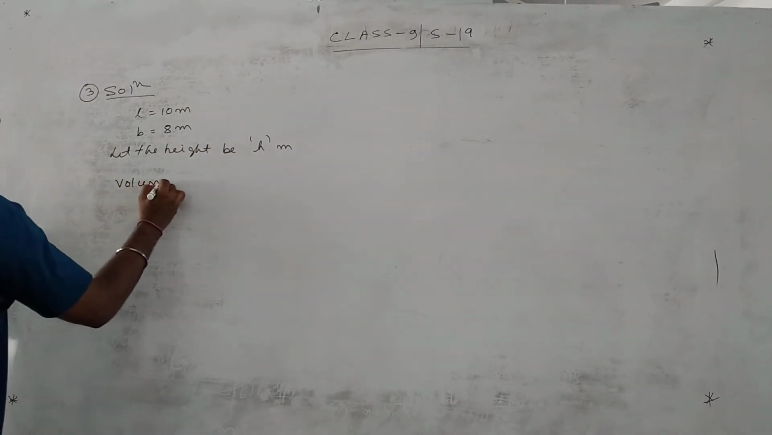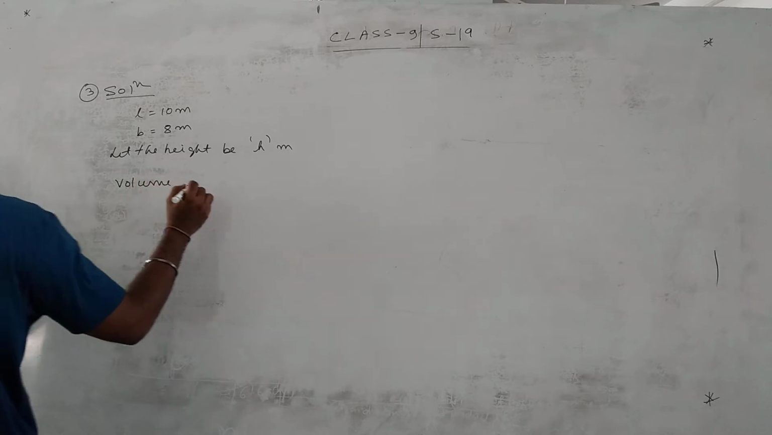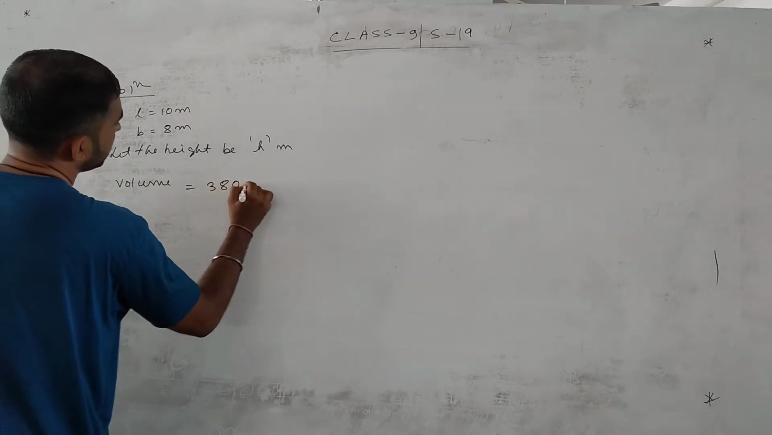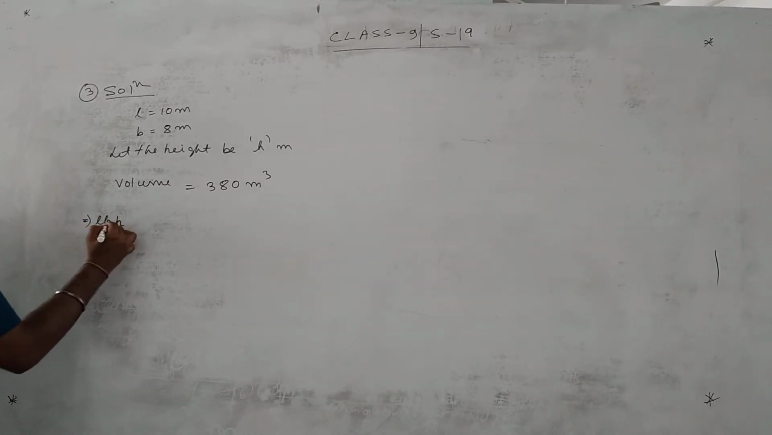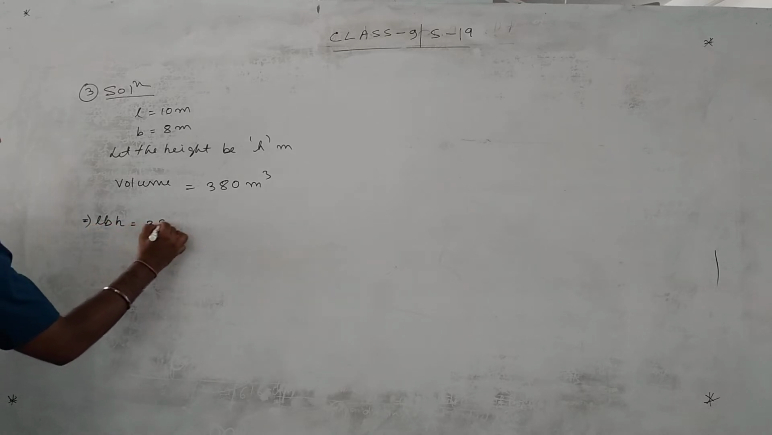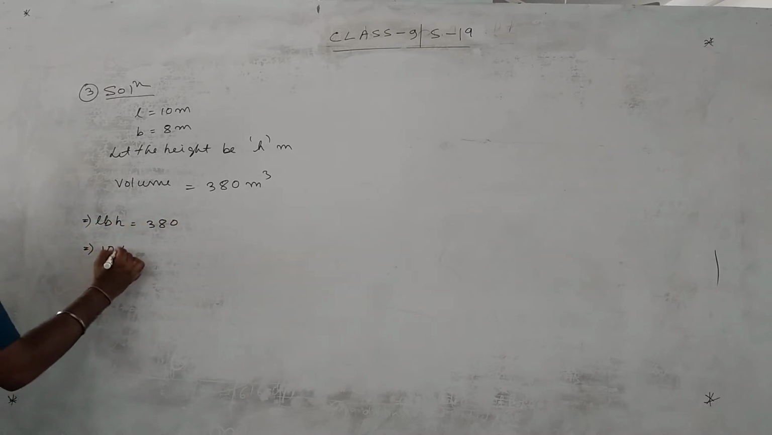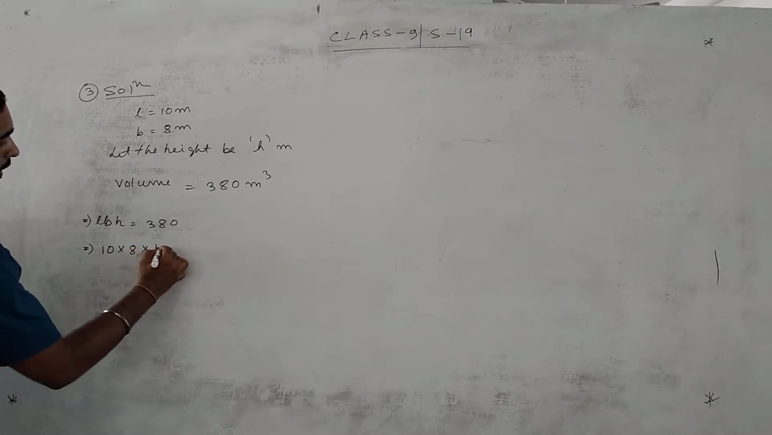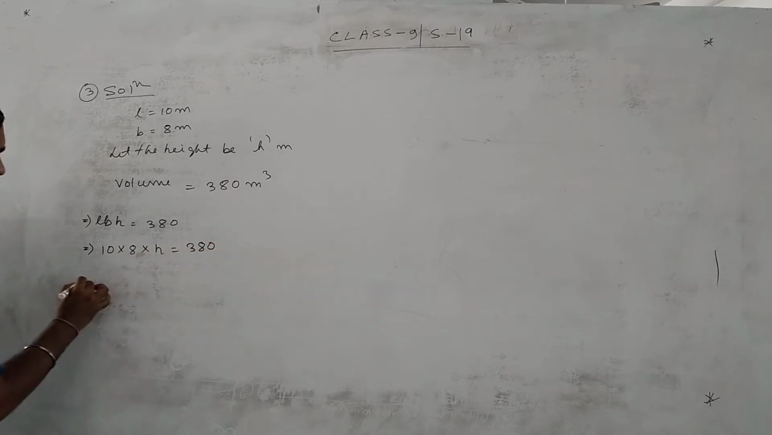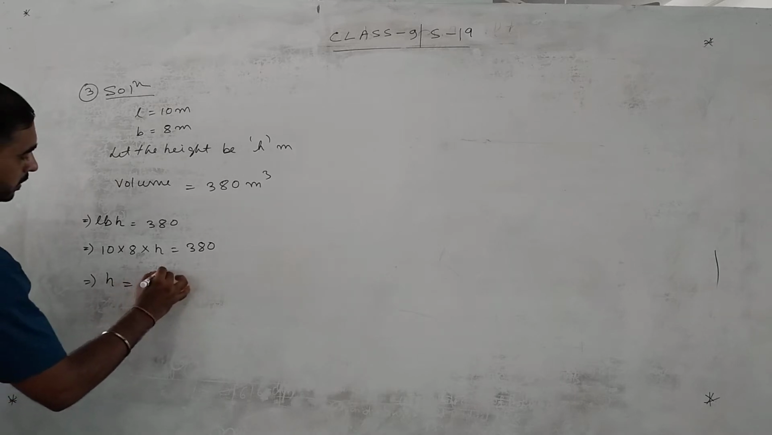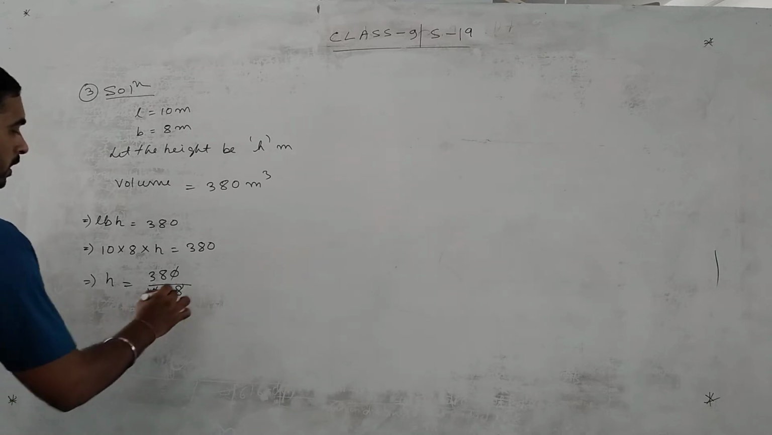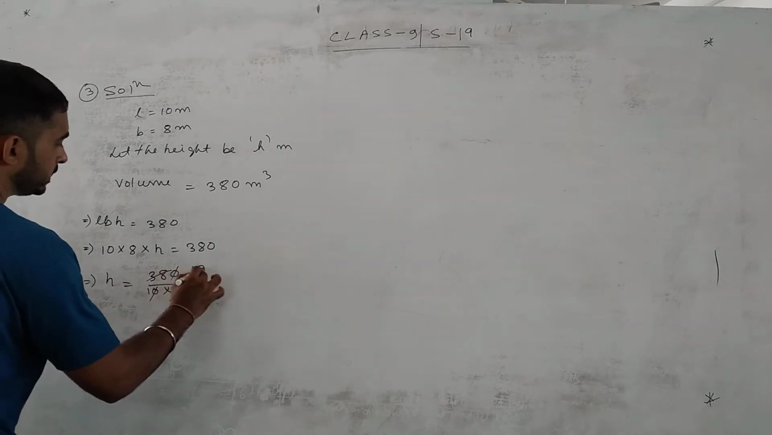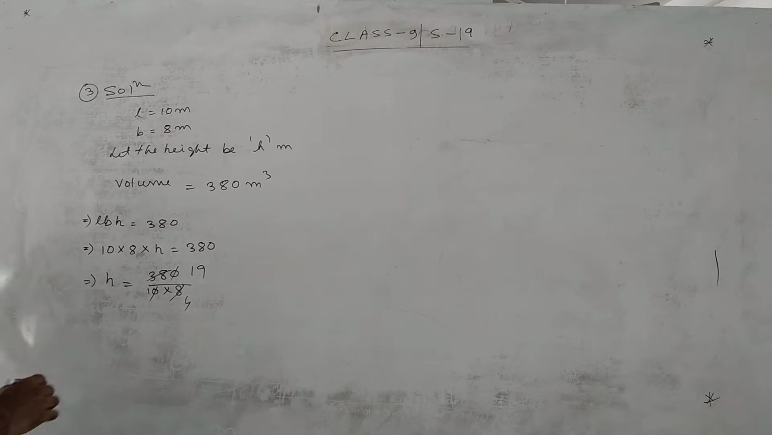Now volume is given. Volume equal to 380 cubic meter. Now volume formula, LBH equal to 380. Now L is 10, B is 8, so H equal to 380 by 10 into 8. 1 and 0 cancel. Then 2 fours are 8, 2 nineteens are 38. Yes, 19 by 4.